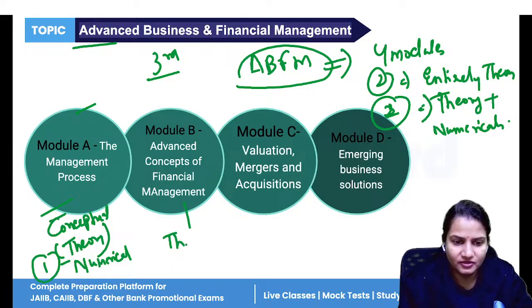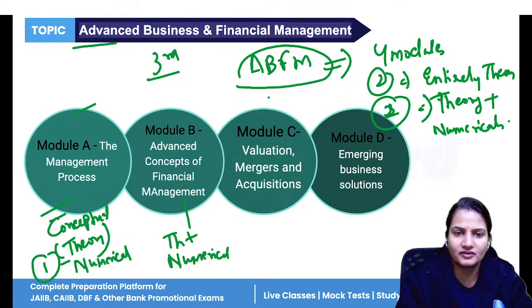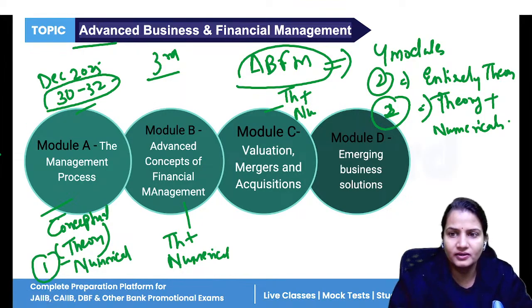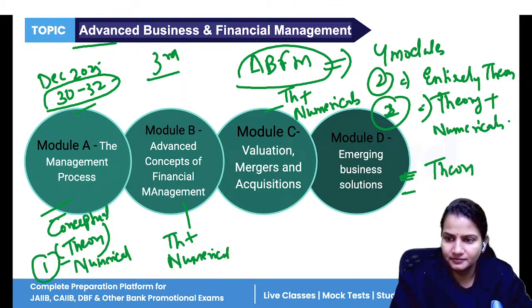Module B is a mix of theory plus numericals, and this time more numericals came from module B and module C. In your December 2025 attempt, approximately 32 questions were from the numerical part, and direct questions were very few. IFBF is increasing its level day by day, so we also have to increase our level. Module C is again theoretical plus numericals, and module D is all about theory.